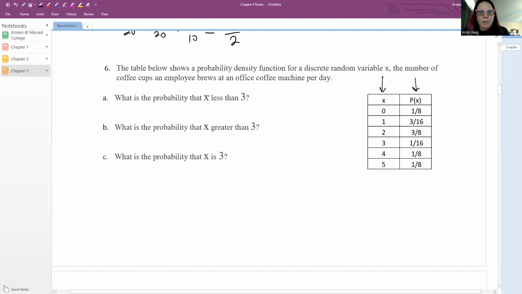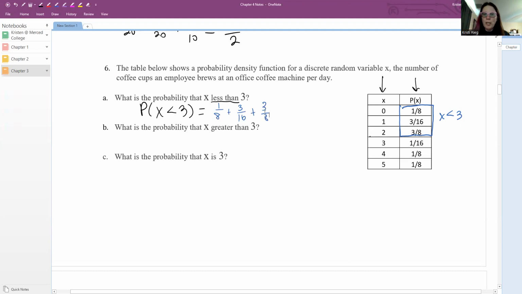So now we have chunks here. This one says, what's the probability that x is less than 3? Now, we want strictly less than. We don't want to include 3 because it just says less than 3. We can't include actual 3 here. So that would be everything from, let me get a different color here, that'd be everything from 0, 1, and 2. This right here is where x is less than 3. So this would be 1/8 plus 3/16 plus 3/8.